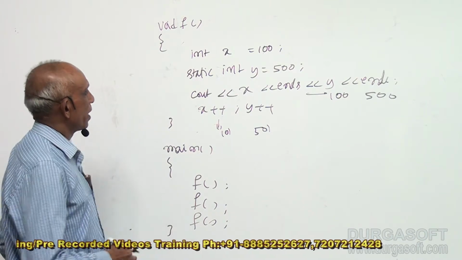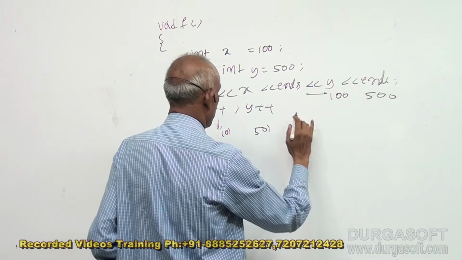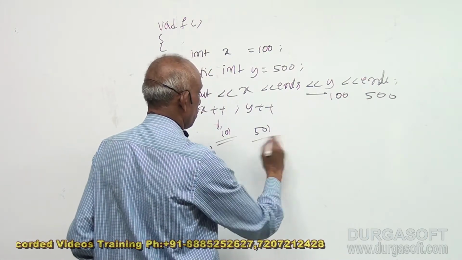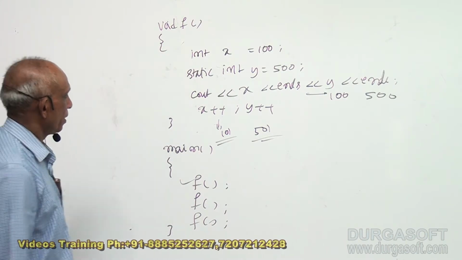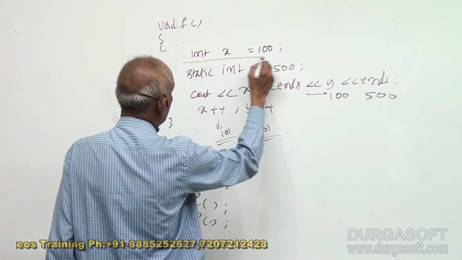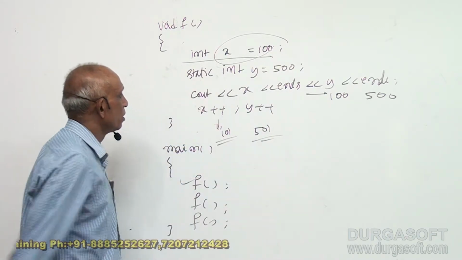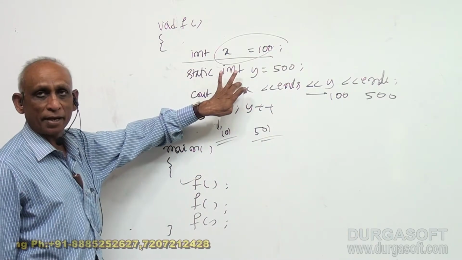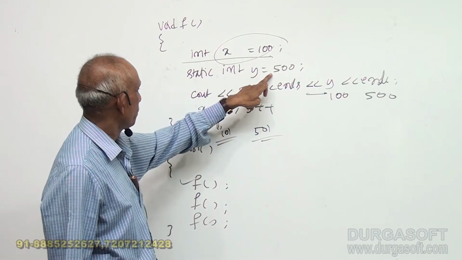Now the function exits. It displayed 100, 500, incremented both, x becomes 101, y becomes 501. Again call, again it goes back. Again the automatic variable is created with value 100. But the static variable won't be created again. This step will be skipped the second time.